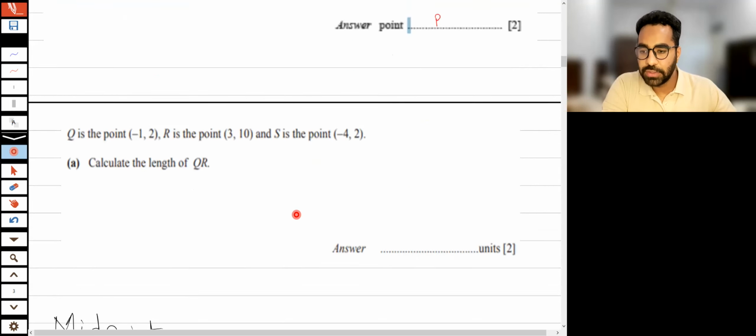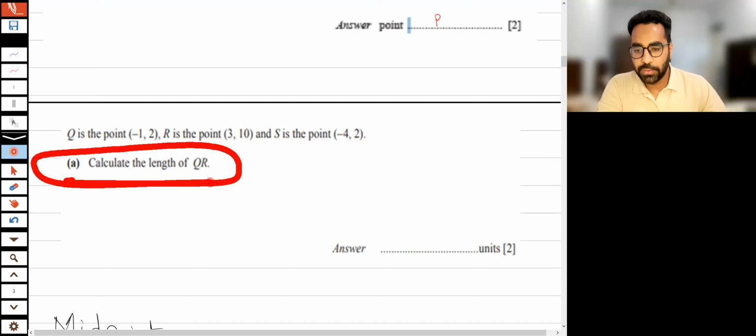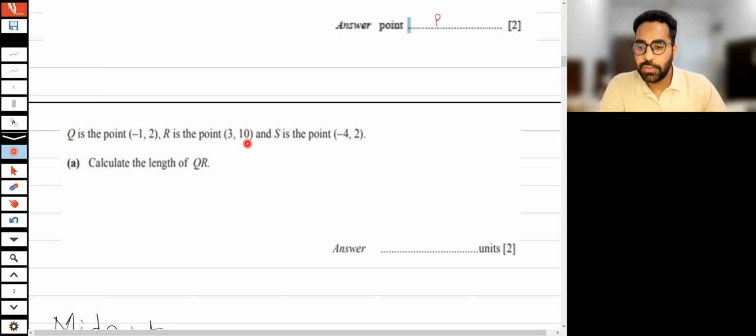I have another question. It's saying Q is the point (-1, 2), R is the point (3, 10), and S is the point (-4, 2). Calculate the length of QR. ठीक है. लेंथ ऑफ QR मतलब हम लोगों को डिस्टेंस निकालना है. डिस्टेंस कैसे निकालेंगे? वही फॉर्मूला लगाएंगे, अंडर रूट (x2 माइनस x1) होल स्क्वायर एंड (y2 माइनस y1) होल स्क्वायर. अब इसमें पहले x1 y1 चूज कर लेते हैं. ठीक है. Let's take this as x1 y1 and this as x2 y2.